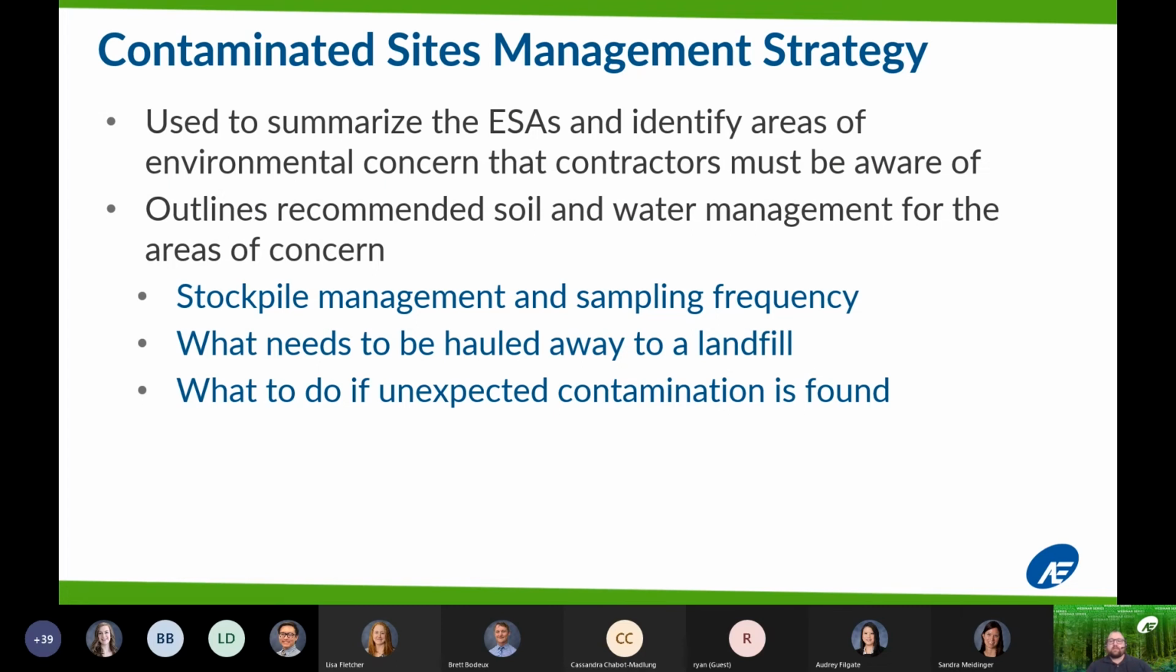So contaminated sites management strategies are used to summarize the environmental site assessments and identify areas of environmental concern that contractors must be aware of. It outlines recommended soil and water management for those areas, and other items that we typically include are stockpile management and sampling frequencies, what areas of soil need to be hauled away to a landfill because they may not be acceptable to keep on site, and what to do if there's unexpected contamination found. Since we only had samples every few hundred meters apart, there could have been something that was missed in between.